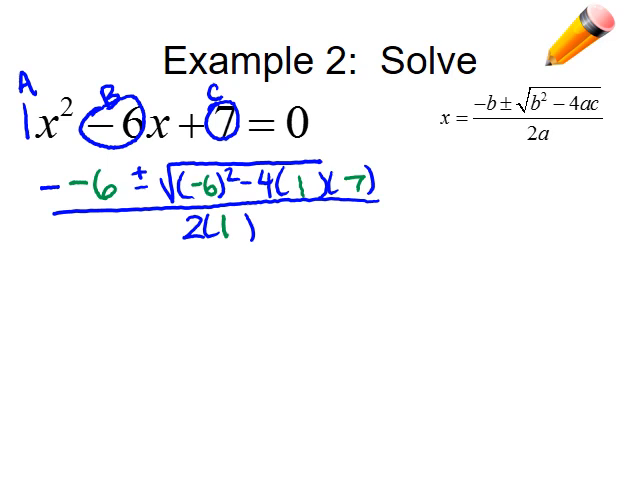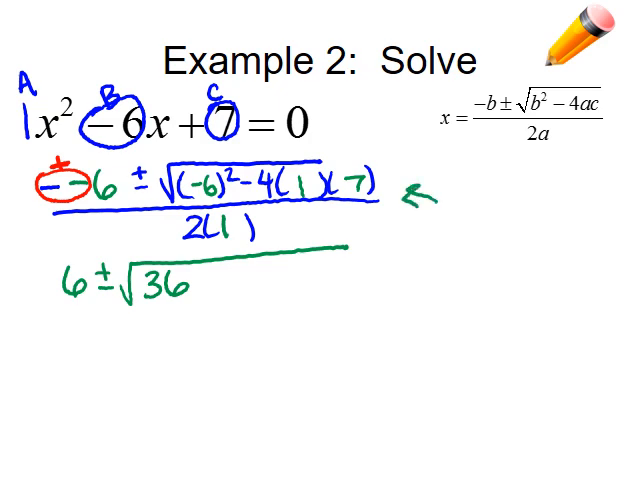Now notice out front, I have a negative from the formula and I have a negative from the value of B. Subtracting a negative, or double negatives, become positive. So again, a negative and a negative becomes positive. We've got our plus or minus. Negative 6 squared is positive 36. A negative times a negative is positive.